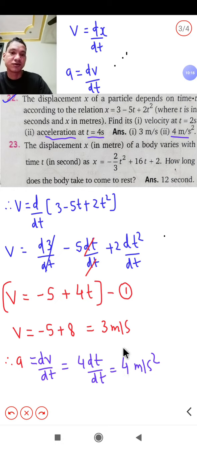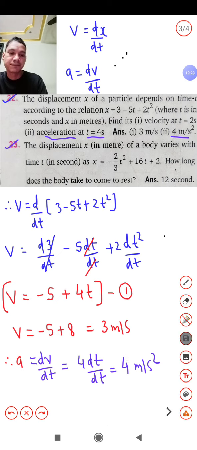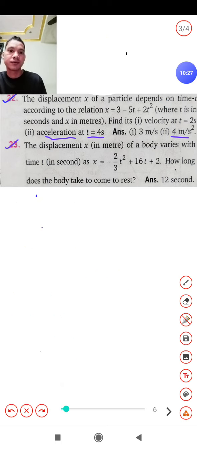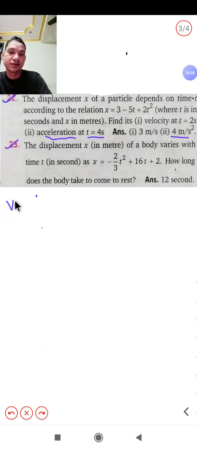Alright, so I hope you understood the solution here. Let's move on to 23rd. So let me erase this part here. Alright, check this one. 23rd. Displacement expression is given. Let me differentiate it with respect to time. I'll get the expression for velocity.